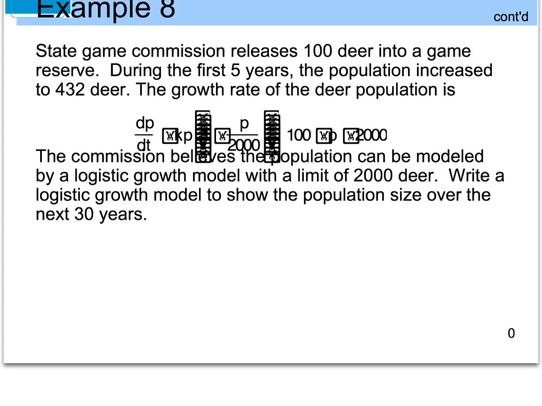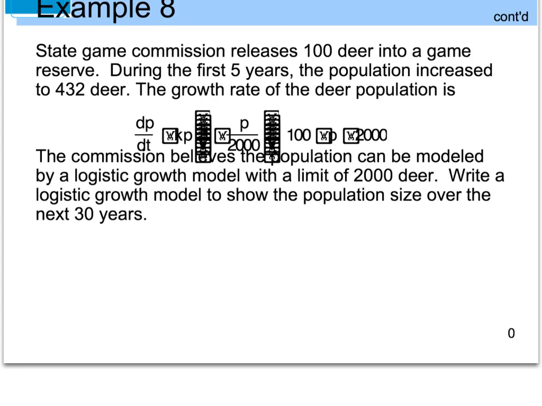Now, for our final example, and I'll have to give you this equation. I apologize, it didn't transfer over when I did the Dropbox. But our final example says, the State Game Commission releases 100 deer into a game reserve. During the first 5 years, the population increased to 432 deer.